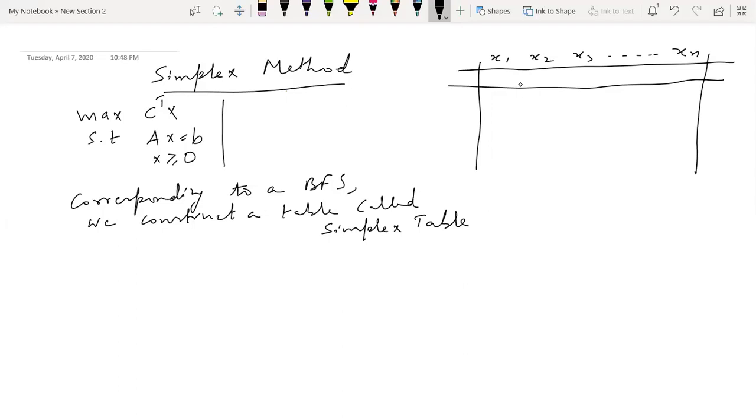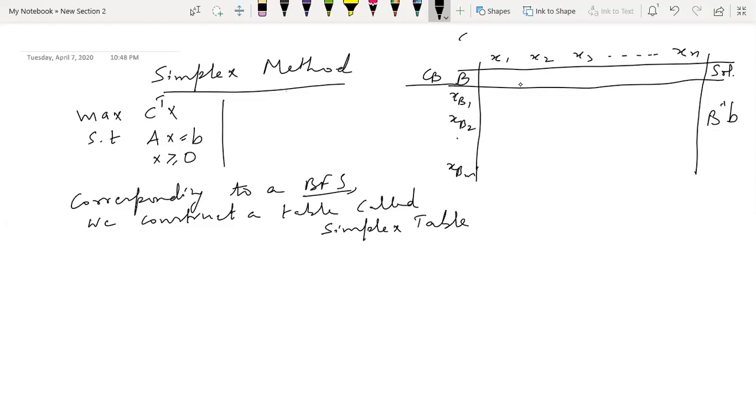Out of these n variables, since we are constructing a basic feasible solution, we write the basic variables here. My basic variables are xb1, xb2 up to xbn. The value of these basic variables is what we call the basic solution, and it is written as B inverse b. So we have to identify the basic variables, and then corresponding to each basic variable we calculate a vector cb. Cb is the vector associated with the cost coefficients of these basic variables.